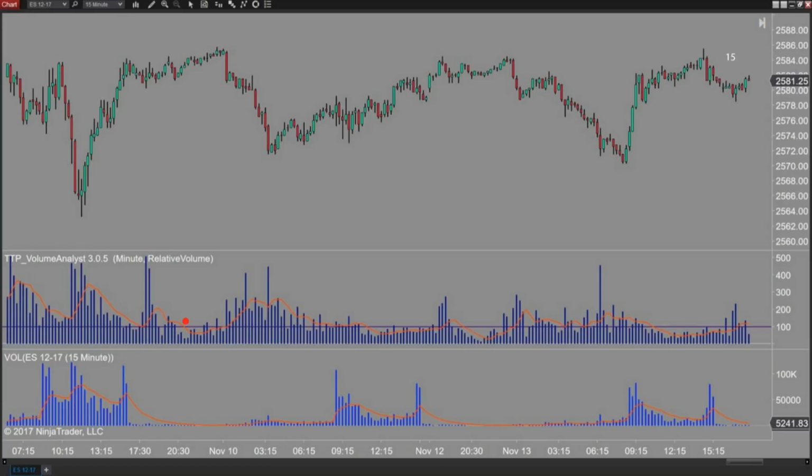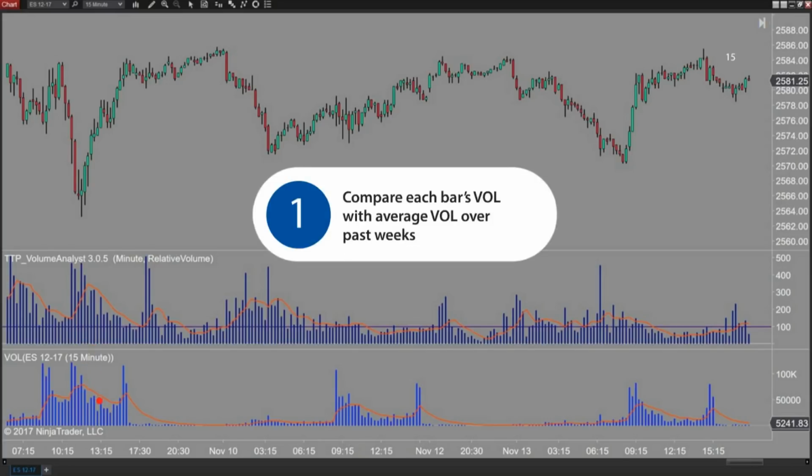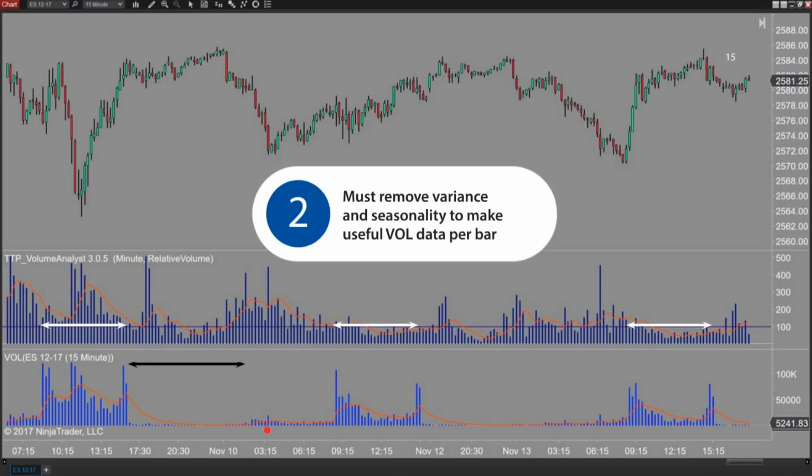Especially when it comes to a 1-minute chart or a 2-minute chart maybe. After the market has opened, you get that huge amount of volume that comes in, then you can start to kind of manage it after you get through that initial period, but you still run into the seasonality problem within the lunch session. But with the relative volume, we're actually able to compare each bar's volume with the average volume for that time period over the past couple of weeks. And we remove the variance between the sessions, and we remove the seasonality within the sessions.